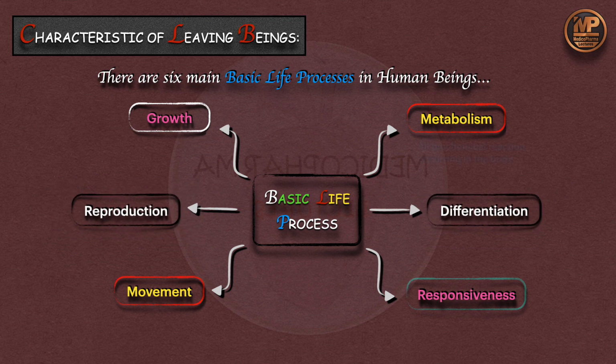So what is metabolism? Metabolism is any biochemical reaction that occurs in the body. It may be catabolism or it may be anabolism. Catabolism means breaking down of molecules. Anabolism means synthesis of molecules, like synthesis of DNA, RNA, etc.